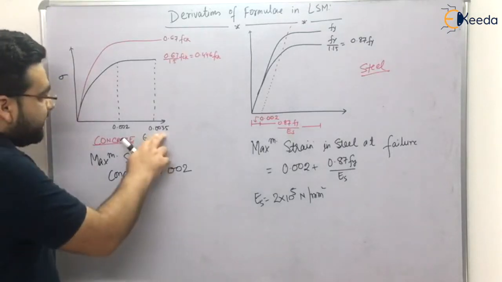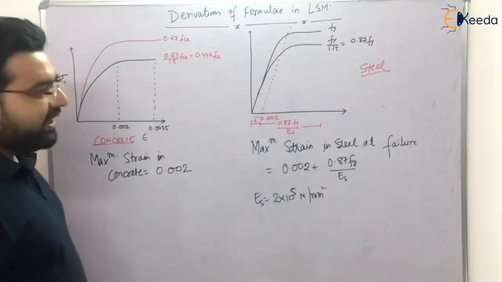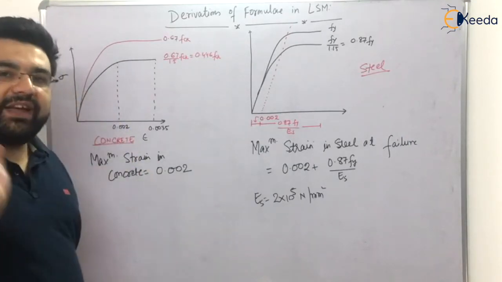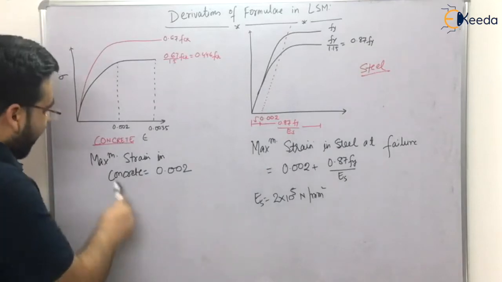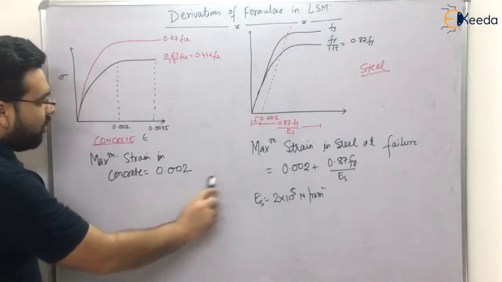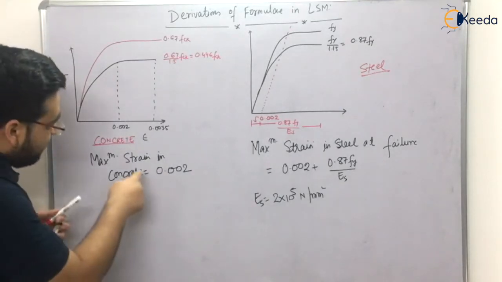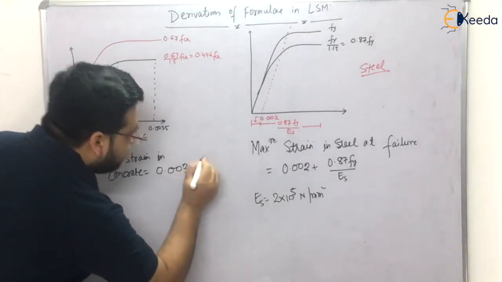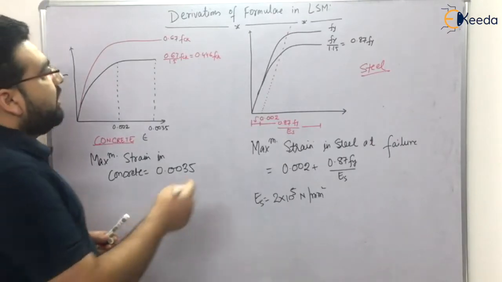Okay. And 0.0035 strain is the maximum strain which a concrete can sustain. After that, it will fail, right? It will collapse. So the maximum strain in concrete is taken as 0.0035. Clear?